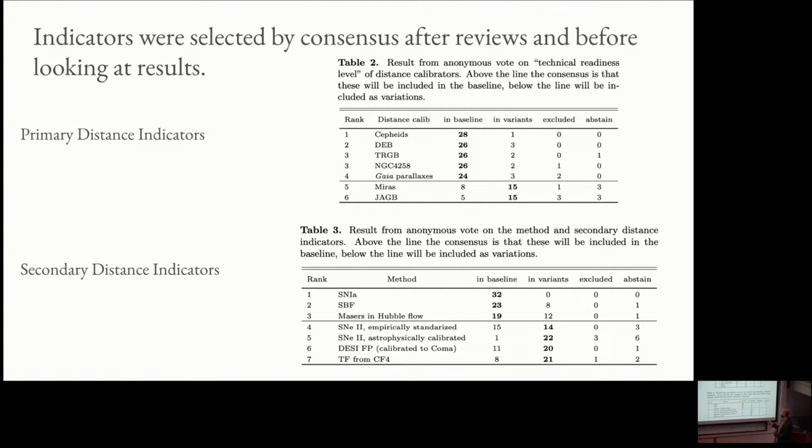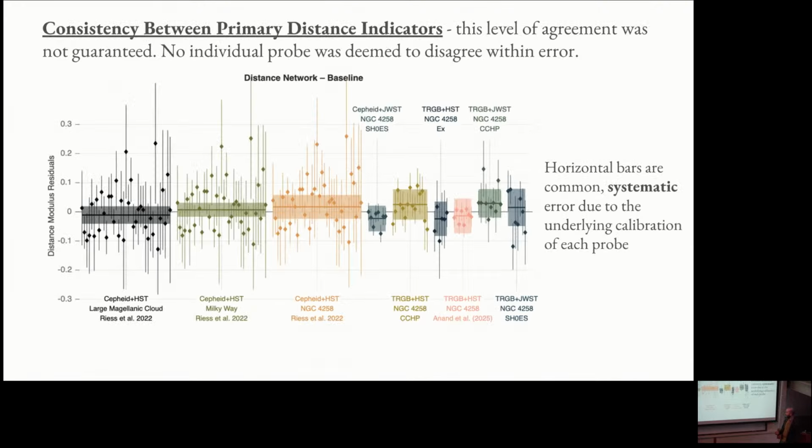And you see here these as primary distance indicators. We were almost completely unanimous for which ones should be included in the baseline. We also have ones that are included in the variance. Nothing was actually excluded, but we have two primary distance indicators that we decided to just look at in terms of systematics. And then secondary indicators, we have a couple that are used in the baseline and a couple that are used as variance in the analysis, which I'll show you.